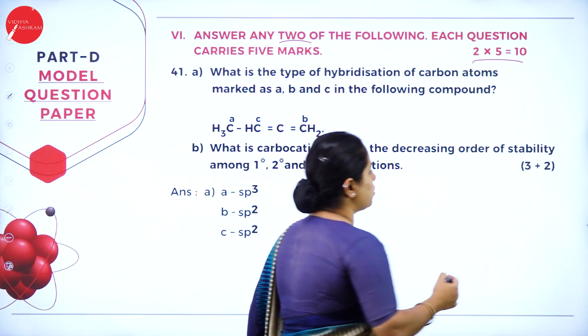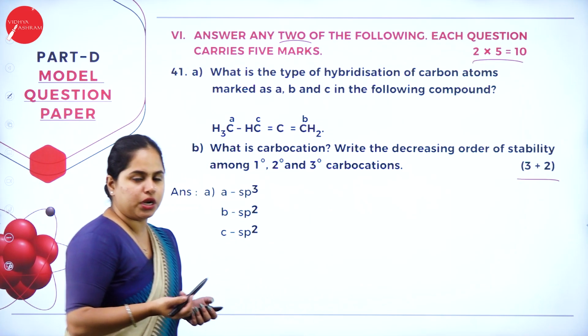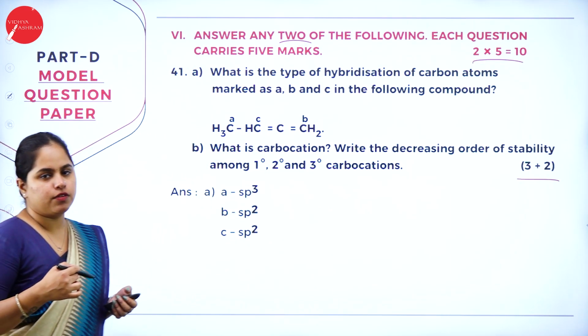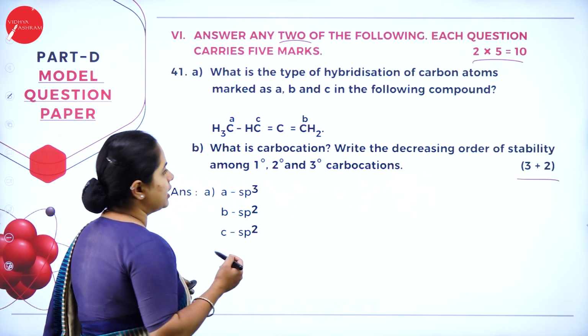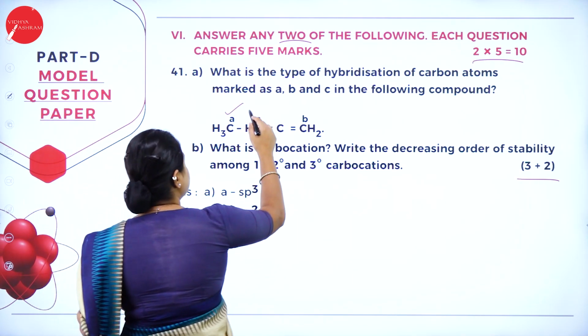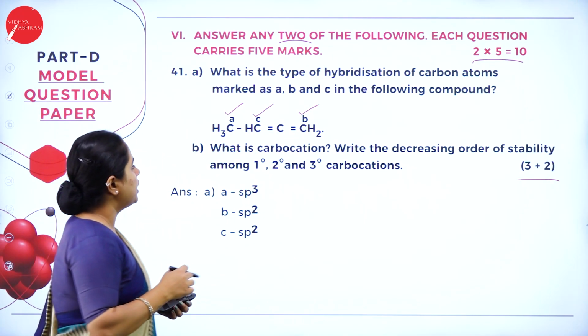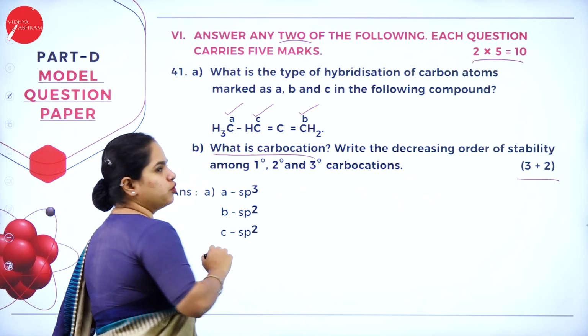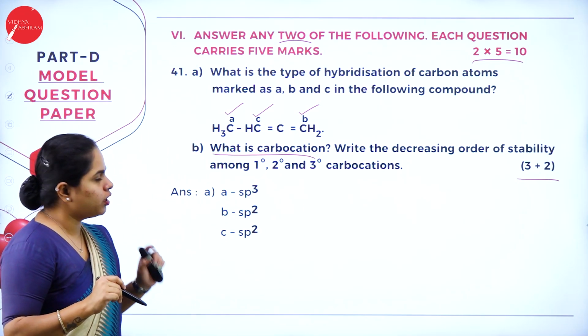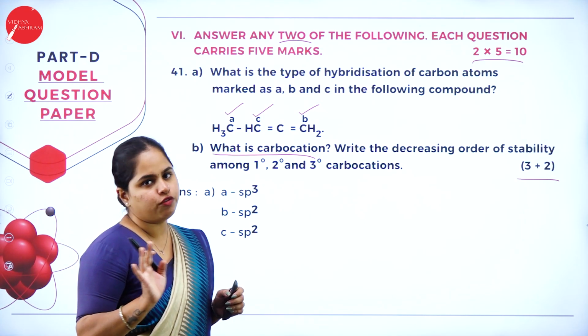The mark distribution here is 3 plus 2. That means the first part, A part, will give you 3 marks and B part will give you 2 marks. A part will carry 3 marks, meaning if you identify the hybridization of A, you will get 1 mark, C you will get 1 mark, B you will get 1 mark. So a total of 3 marks there. And for what is carbocation, the definition will get you 1 mark, and if you write the order for primary, secondary and tertiary, you will get another 1 mark. So a total of 5 marks from here.